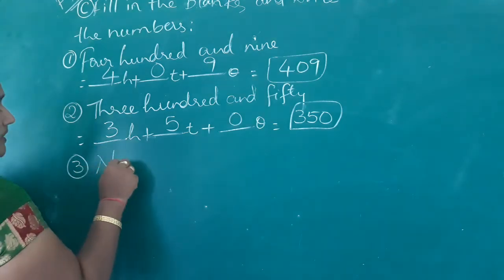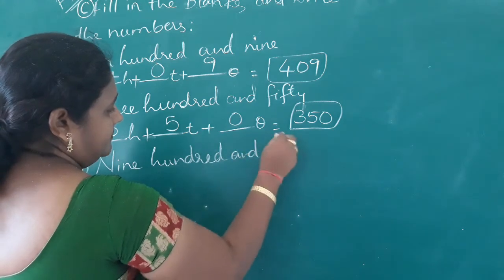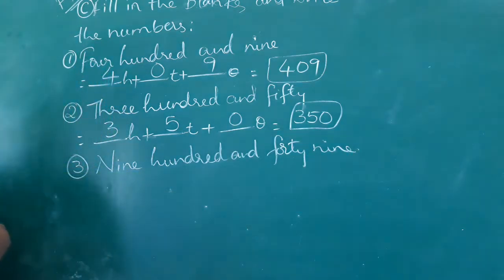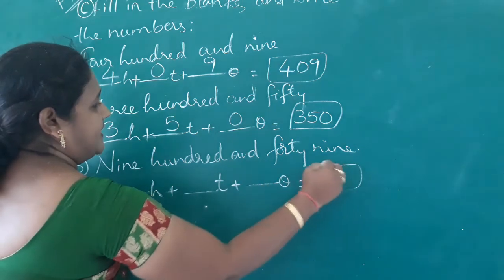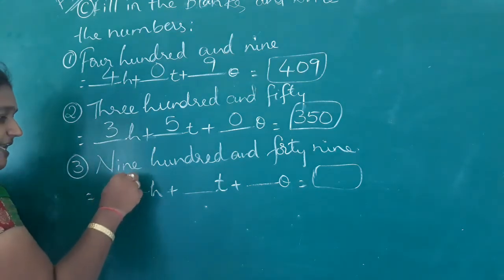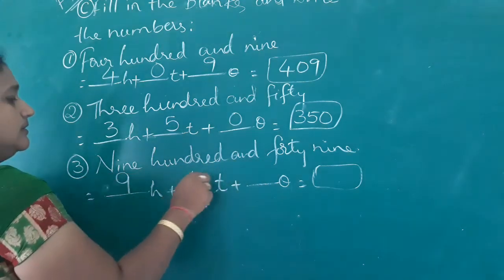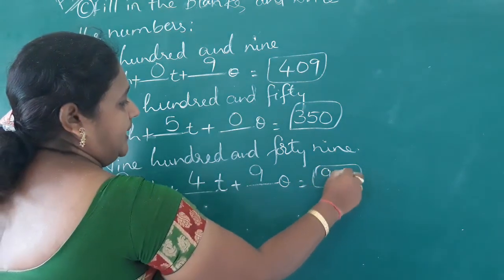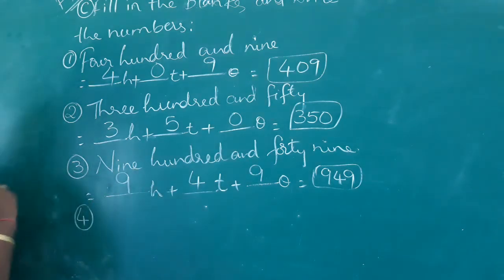Third one: 949. So children, how many hundreds, how many tens, how many ones are there and what is that number? 949. How many hundreds are there? 9 hundreds. 40 means 4 tens. 9 ones. So this number is 949.